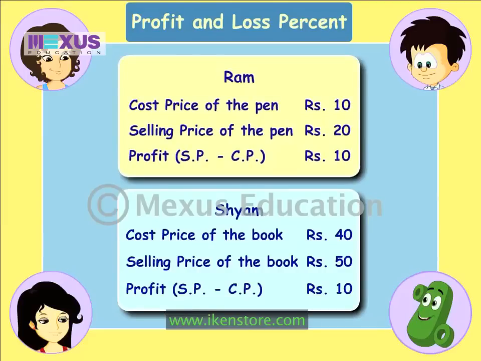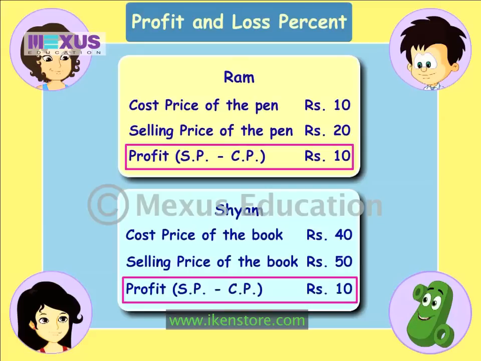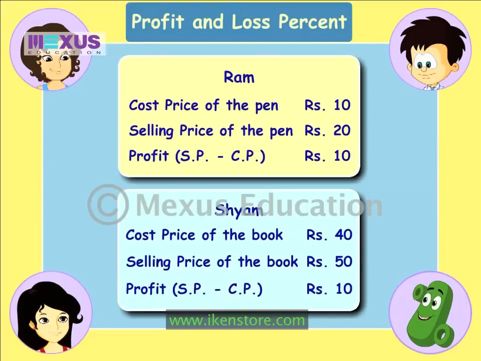Now, the actual profit in both cases is rupees 10. But in reality, one of them has made a bigger profit. But how's that possible? Both of them made a profit of rupees 10. Percentage, we called you here to explain things to our friend JC. And you're confusing him even more. Wait! I'm not done yet.